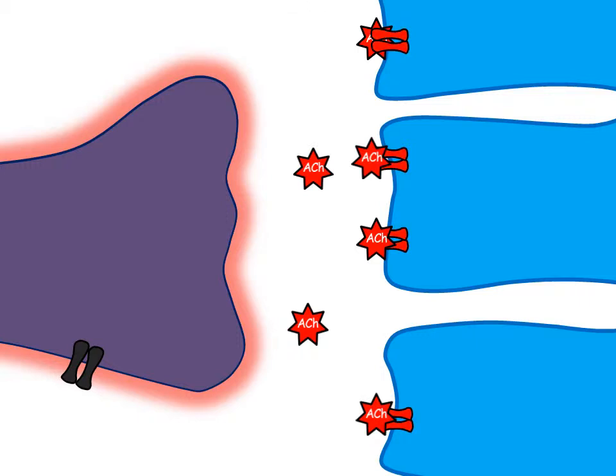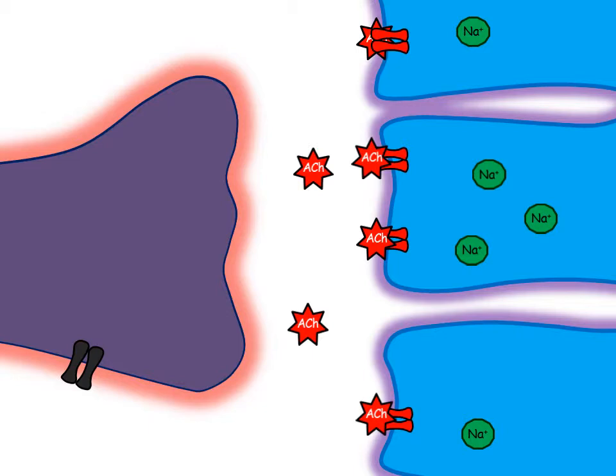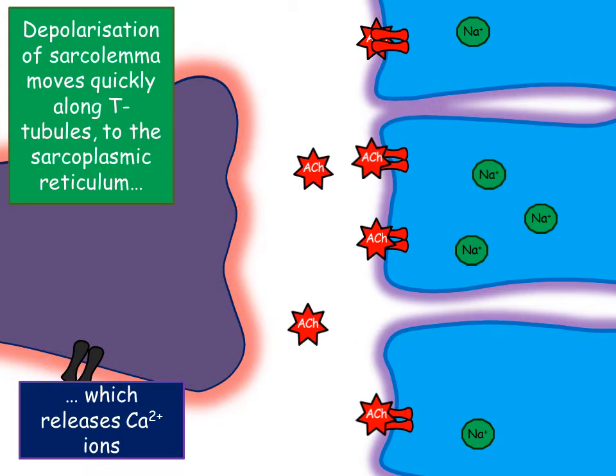When they bind to receptors, the sodium ion channels which the receptors are found on are triggered to open, and sodium ions which are found in the gap will diffuse through the sodium ion channels into the muscle fibre. This depolarizes the membrane, and this depolarization sweeps like a wave down the T tubules to the sarcoplasmic reticulum. When it gets to the sarcoplasmic reticulum it is triggered to release calcium ions, and this triggers muscle contraction.